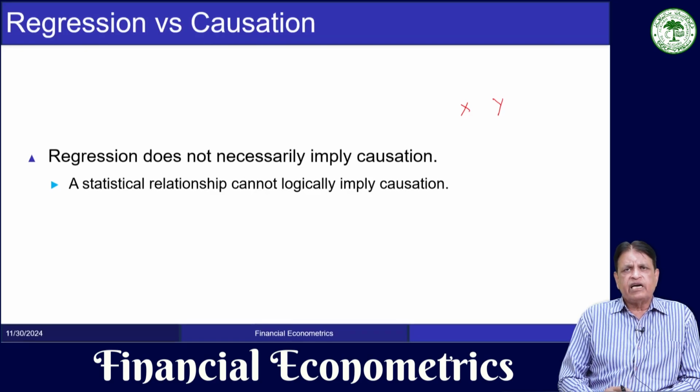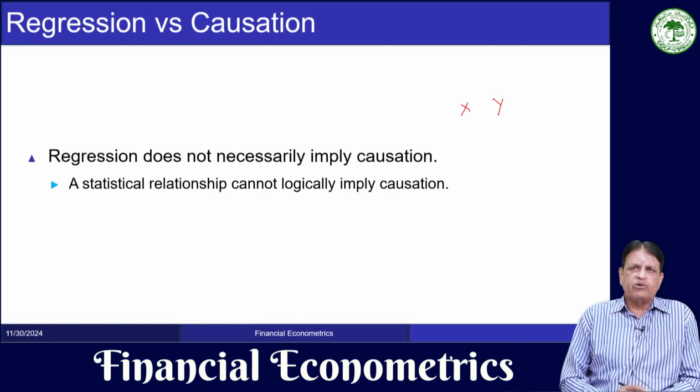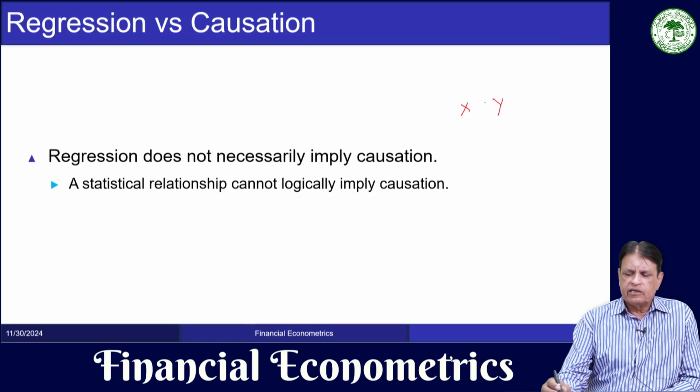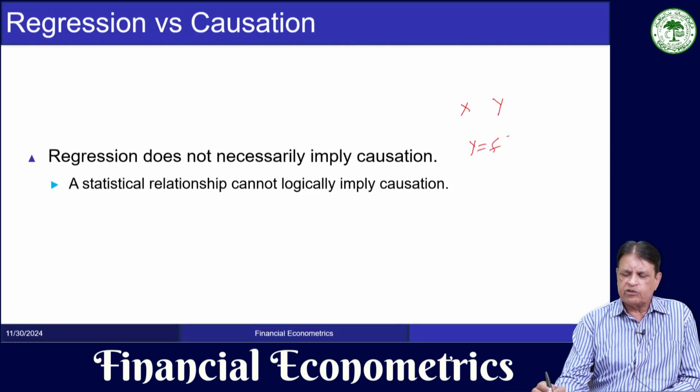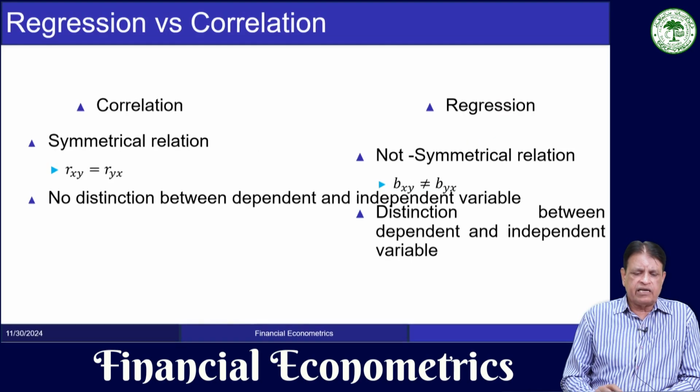But contrary to that, in regression the status of the two variables is different. Suppose we have a two variable model like this, where y is a function of x. Here x is the independent variable, y is the dependent variable. So in regression we talk about a cause and effect relationship, while in correlation there is nothing like a cause and effect relationship.